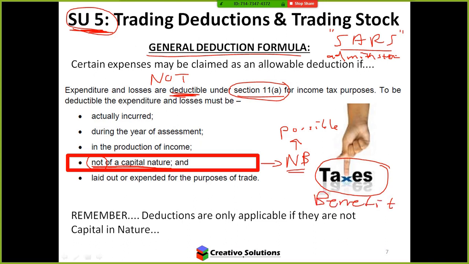Okay, no one wants to pay more taxes than they have to. Right, you have to pay your fair share, right? But if you can reduce your taxes as much as possible, as long as it's in line with the law, SARS can't stop you from doing that. As long as you're following the rules, you can pay as little tax as possible, and that's perfectly acceptable. There's nothing wrong with that.